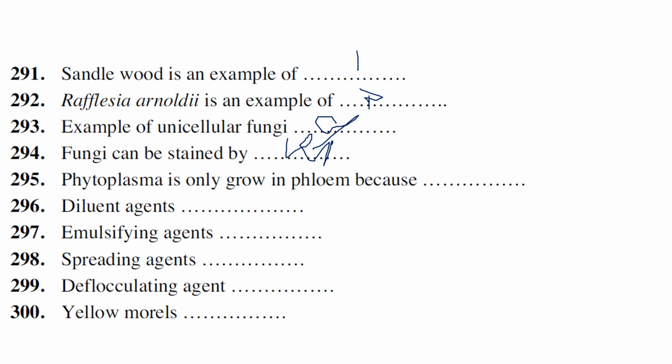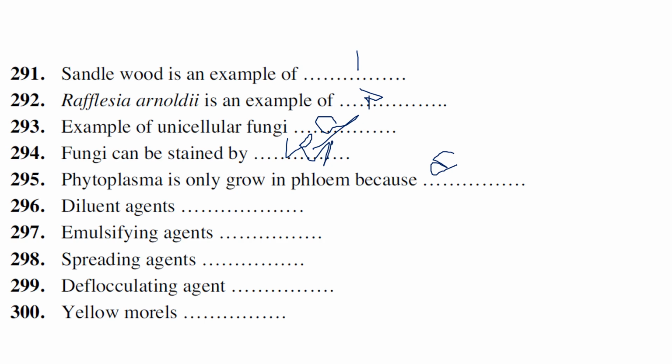Phytoplasma only grows in phloem because phloem contains an excessive amount of sterols. These sterols are very important compounds for the growth of phytoplasma and for it to stay in the phloem vessels.